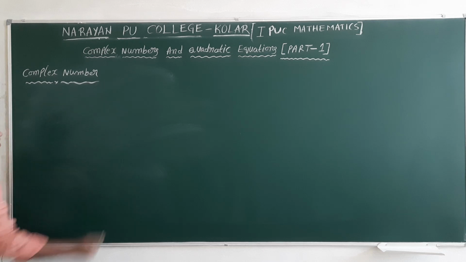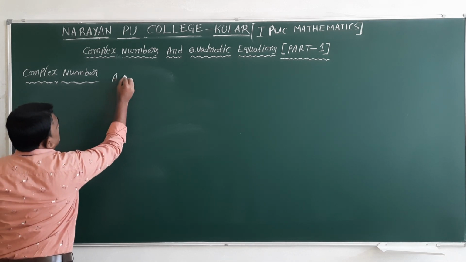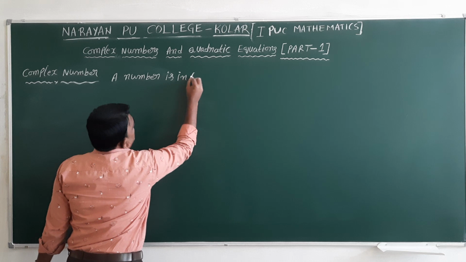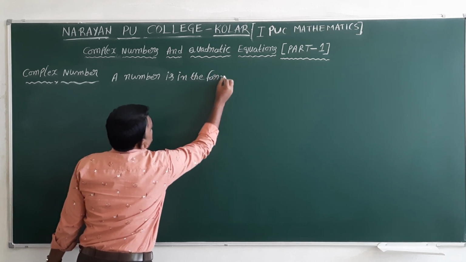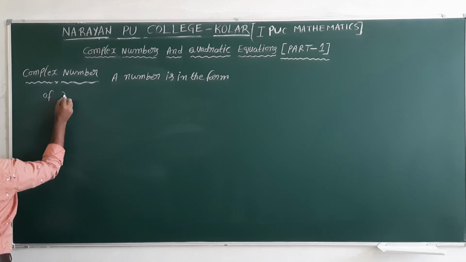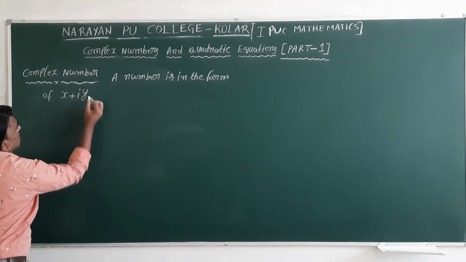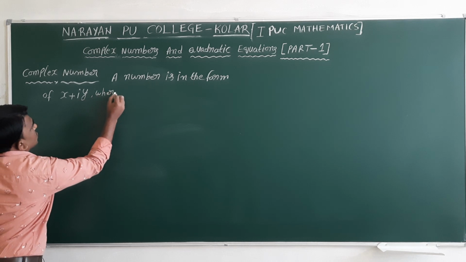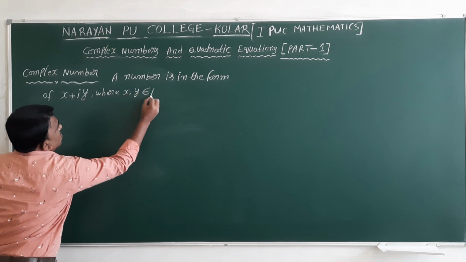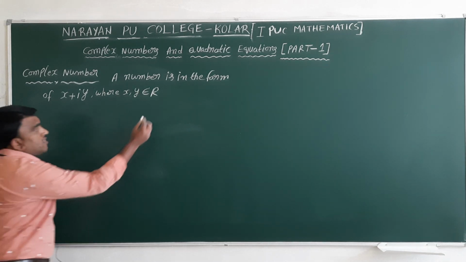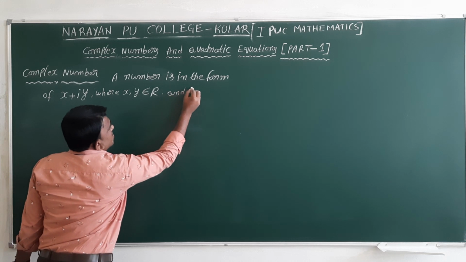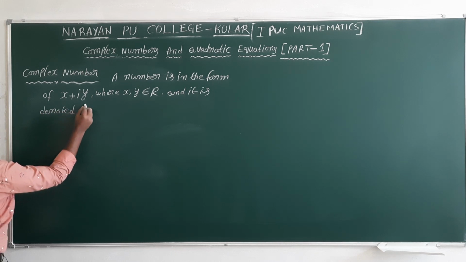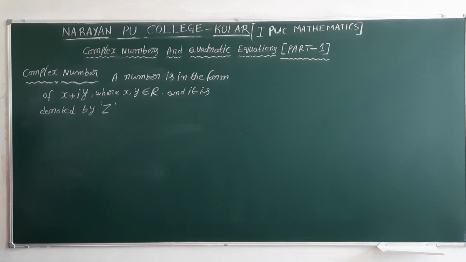So simple definition, complex number, how to define? A number is in the form of x plus iy, or a plus ib, where x comma y belongs to real numbers, and it is denoted by z.